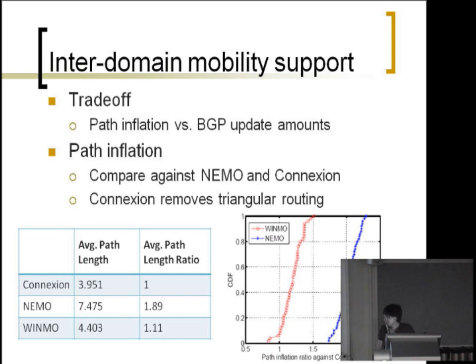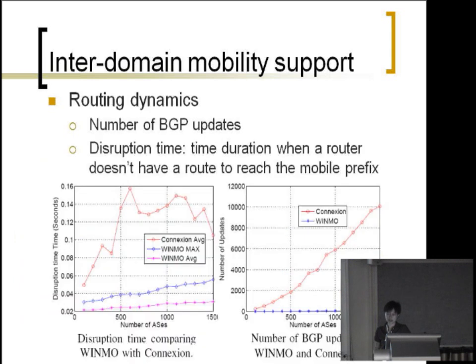As you can see from the CDF, the amount of increase is only up to 11%. So that's fairly small. The AS path length increases from 3.951 to 4.403 on average, so it's a fairly small increase. And in terms of the saving, clearly there's a trade-off, right? You have slightly longer AS paths, but you reduce the amount of routing updates significantly.